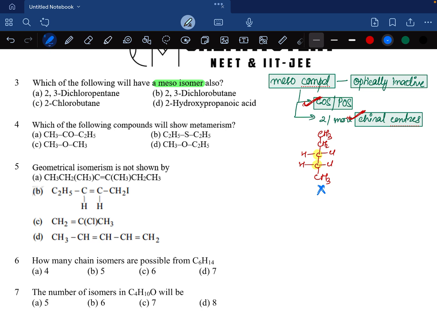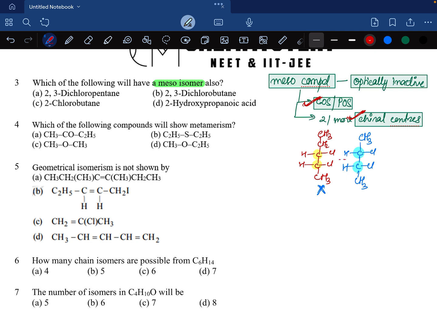Next one, dichlorobutane. Butane. This is but. Dichloro, Cl, Cl, H and H. Do we have chiral centers here? These are chiral centers. One condition is satisfied. Next condition. Do we have plane of symmetry or center of symmetry?